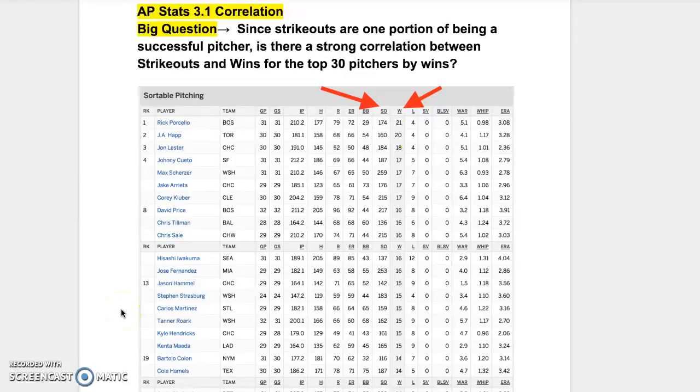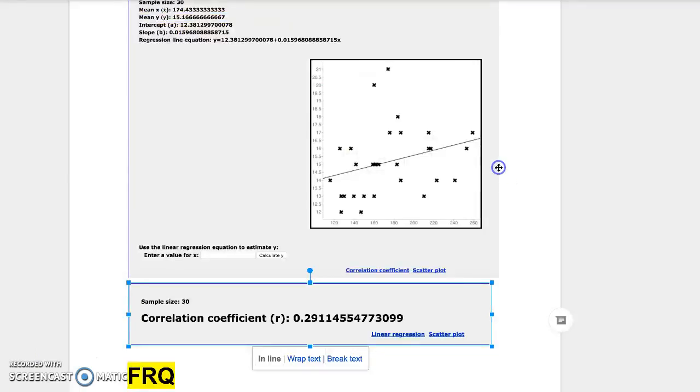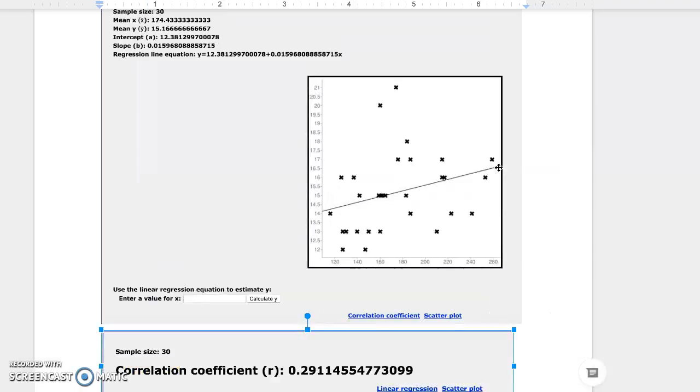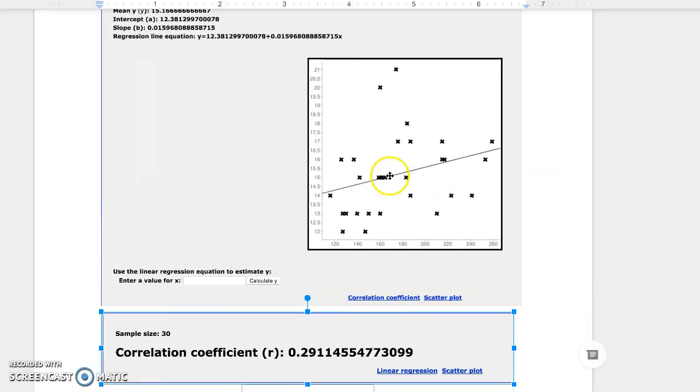So one way I can do first is graph these into a scatter plot where I put the explanatory variable, and I'm going to put strikeouts because I think strikeouts help you win games, strikeouts on the x-axis. Wins will be on my y-axis as the response variable. Now when I went ahead and graphed these, here's what I got for the scatter plot of wins.